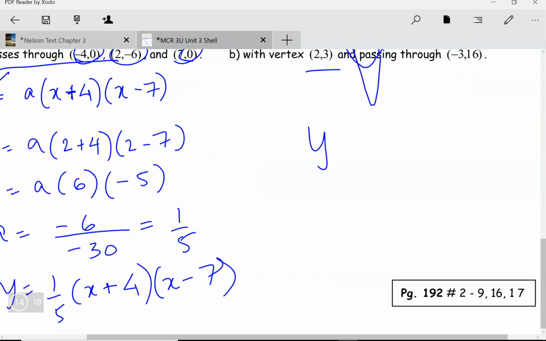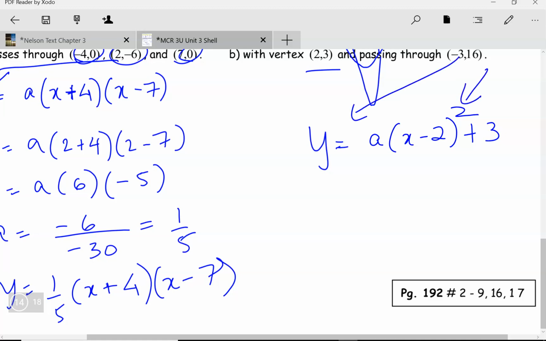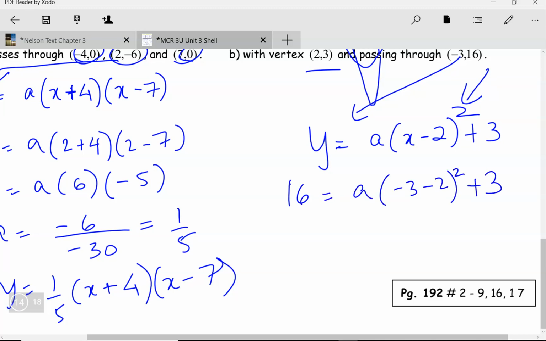This is in vertex form, so I'm going to write this parabola in vertex form before I proceed. x minus 2 plus 3. Don't forget the squared. Very important. Substitute the point in. 16 equals a times negative 3 minus 2 squared plus 3.